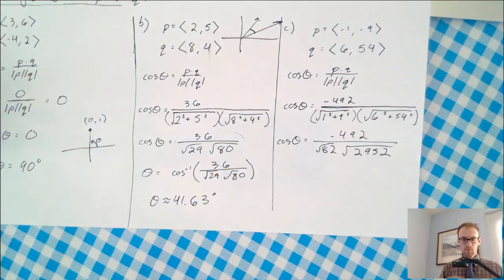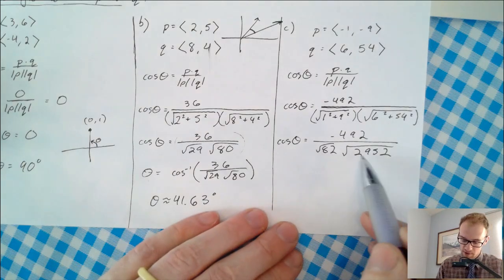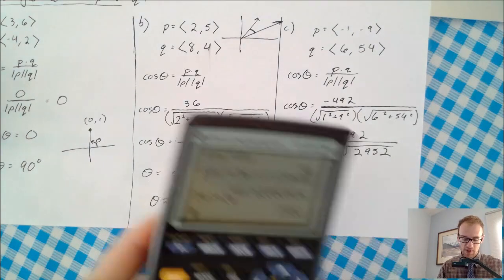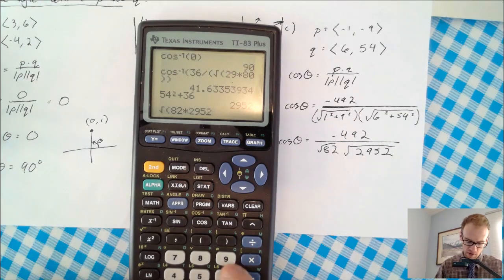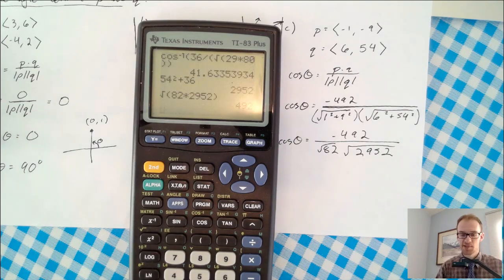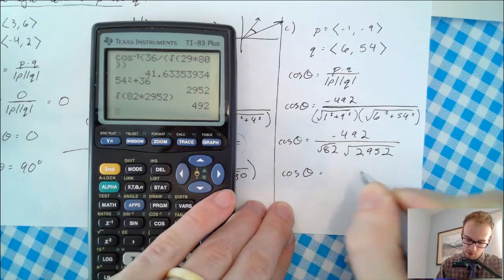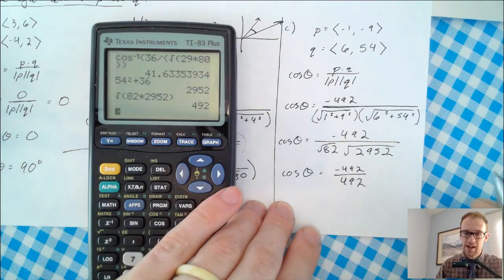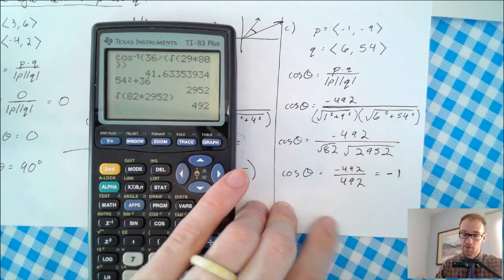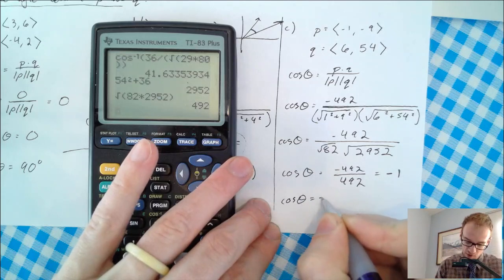Okay, so I'm actually going to calculate this denominator here, because I know how this one turns out. I'm going to take the square root of 82 times 2952, and we get positive 492. So I got cosine of theta equals negative 492 divided by positive 492, and I know that that is just equal to negative 1.